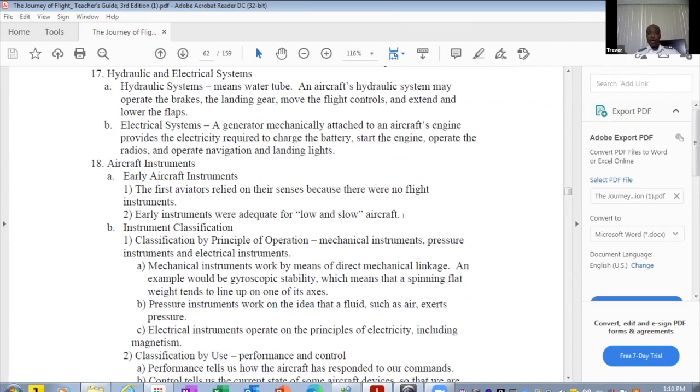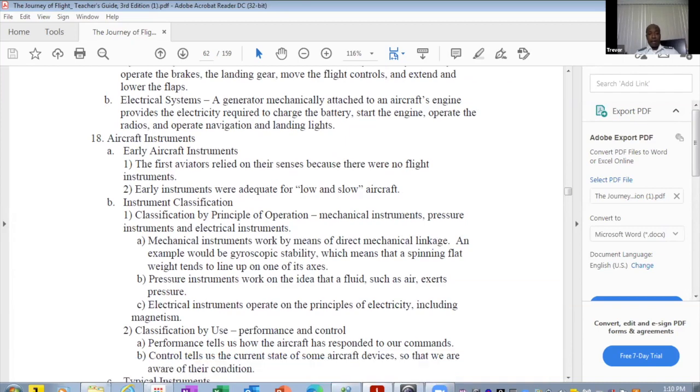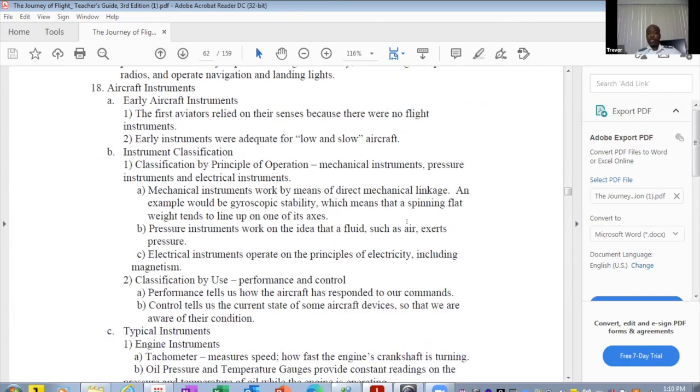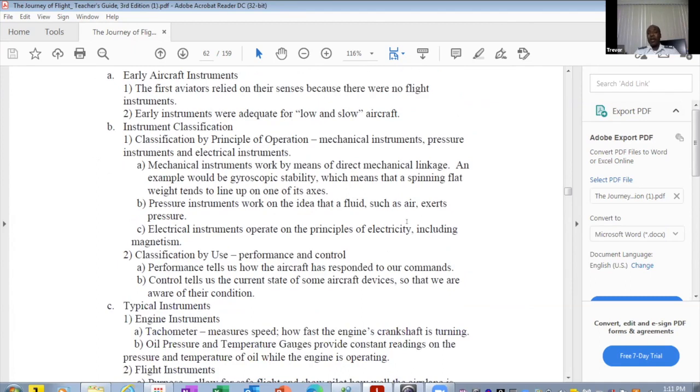So the earlier instruments were adequate for low and slow aircraft. The classification by principle of operation is mostly mechanical, pressure, and electrical. Mechanical means direct mechanical linkage by using some kind of chain or cable. For example, gyroscopic stability, which is really a wheel spinning in a wheel, which a lot of our aircraft use, for example, the attitude indicator. And for military purposes, they use them in missiles and so on. So pressure instruments work on the idea that fluid, such as air, exerts pressure.